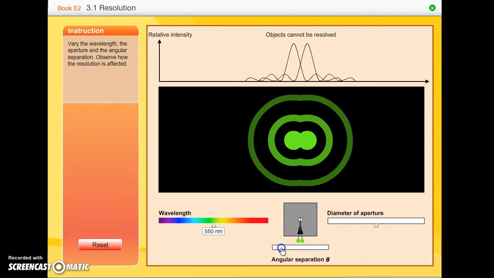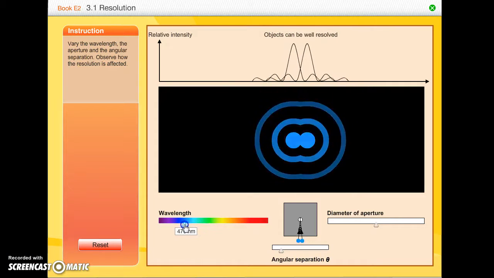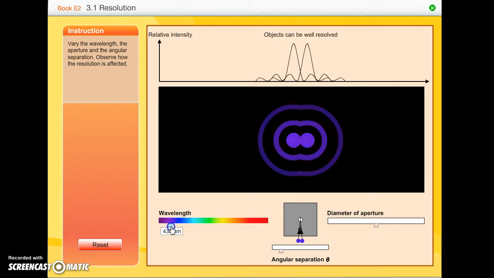to resolve the objects. Rayleigh's criterion defines the condition at which two close objects can just be distinguished, which states that the central maximum of the diffraction pattern of one just overlaps the first order minimum of the other. And yet, even under such condition, there is a way to resolve the two objects. It is by decreasing the wavelength.